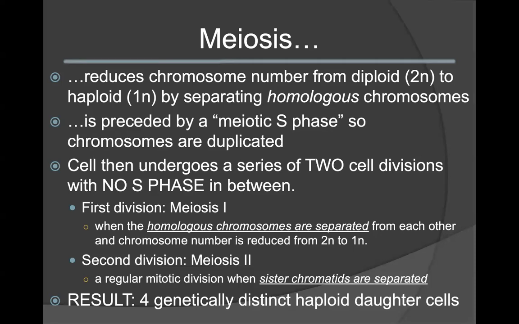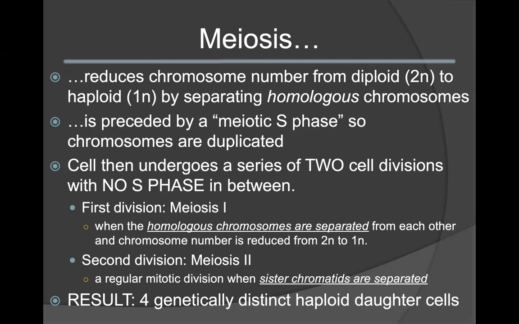It is also important to remember that meiosis itself is preceded by the various stages of the cell cycle, meaning that we still have a gap phase, we still have an S phase where DNA is synthesized, and we still have a G2 phase.